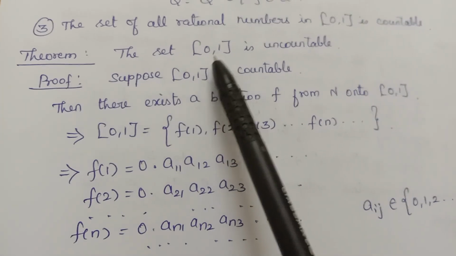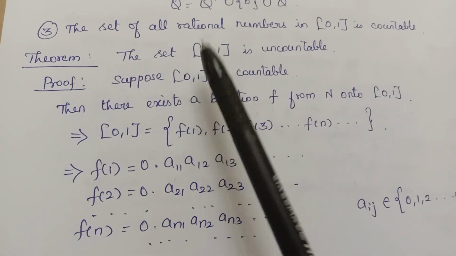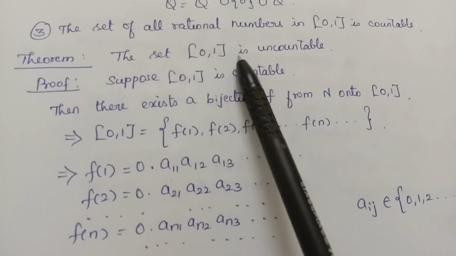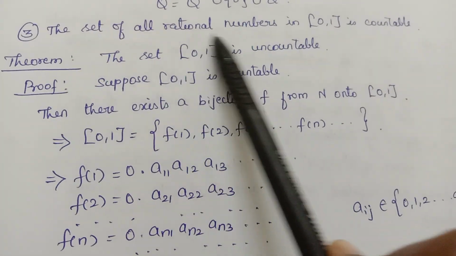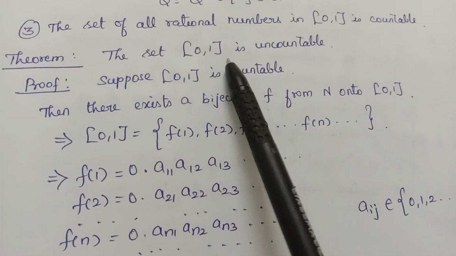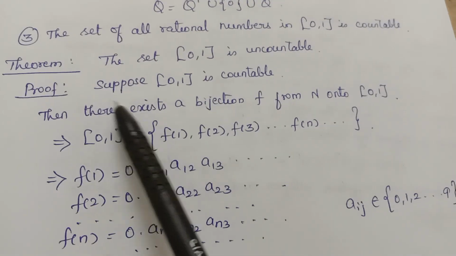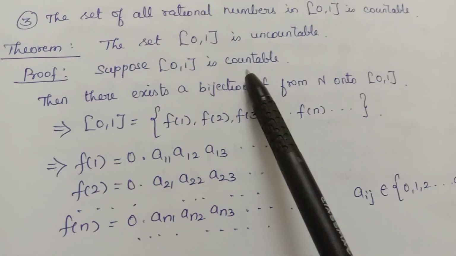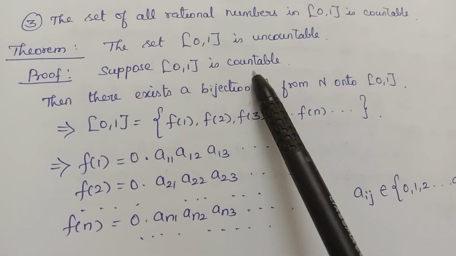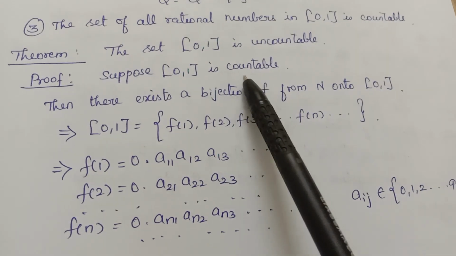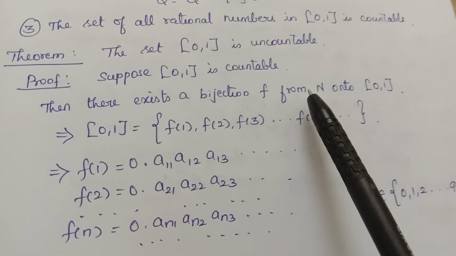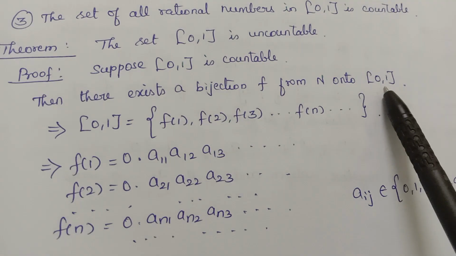Next one is the set [0,1] is uncountable. So, here I am taking all the numbers from 0 to 1. In the previous example, I have taken only the rational numbers. Here I am taking all the numbers between 0 and 1. So this is uncountable. We are going to prove this theorem by contradiction. Suppose this is countable, then there exists a bijection f from N onto [0,1], isn't it?